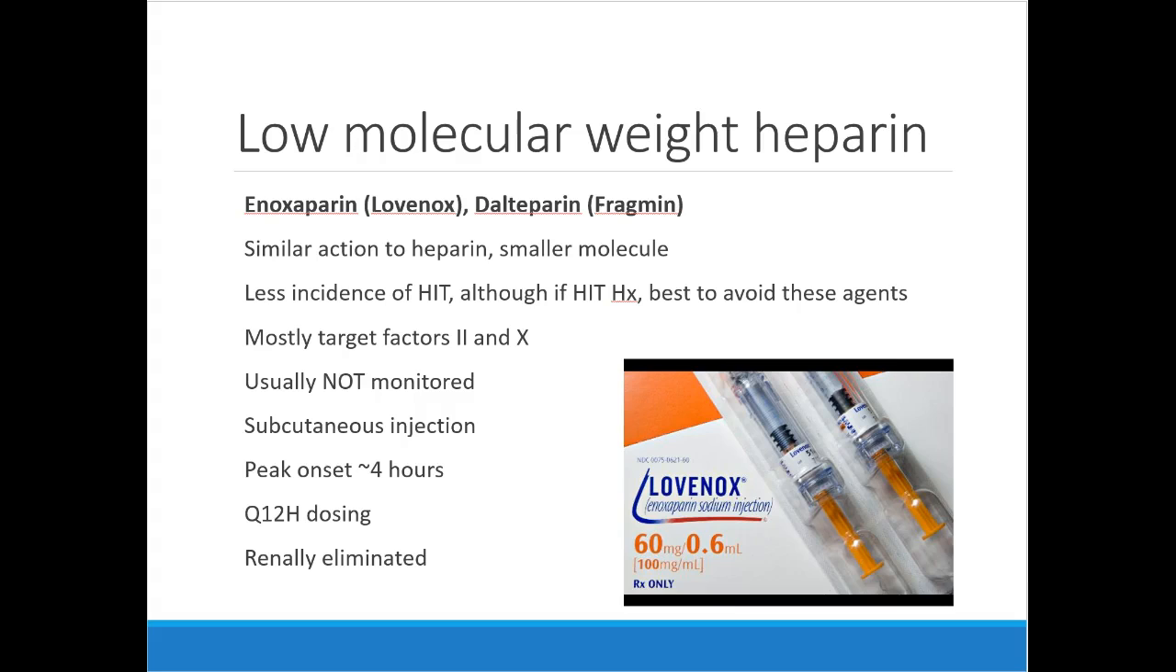And if you're wondering how you confirm HIT, you can actually run a test. Just so you know, you can run an antibody panel that tells you if they have HIT-specific antibodies. But anyway, back to low molecular weight heparin.